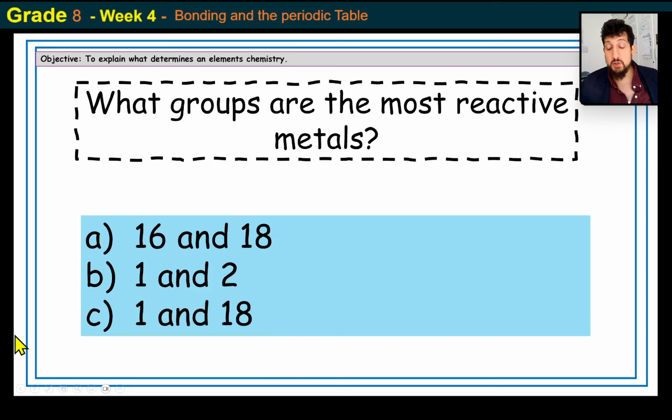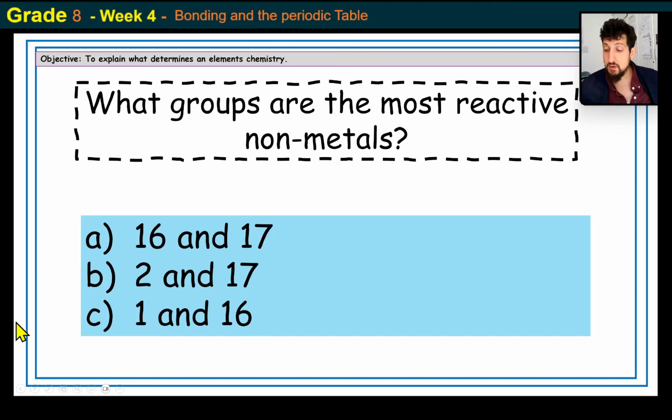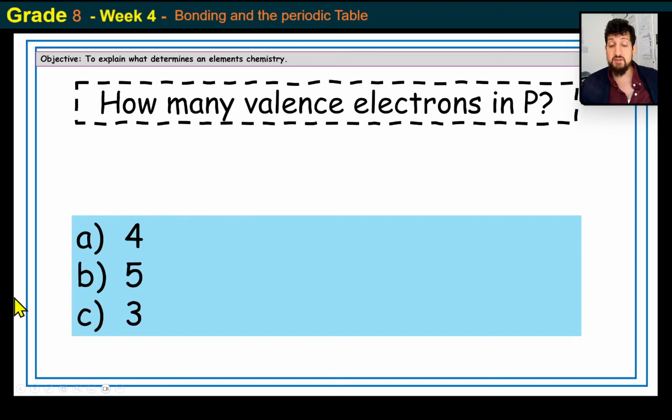What groups are the most reactive metals? 1 and 2, because that's the alkali metals and the alkaline earth metals. What groups are the most reactive nonmetals? 16 and 17. Why not 18? 18 is noble gases. They don't react. So the oxygen group and the halogens. How many valence electrons are in phosphorus? 5, because it's in group 5.